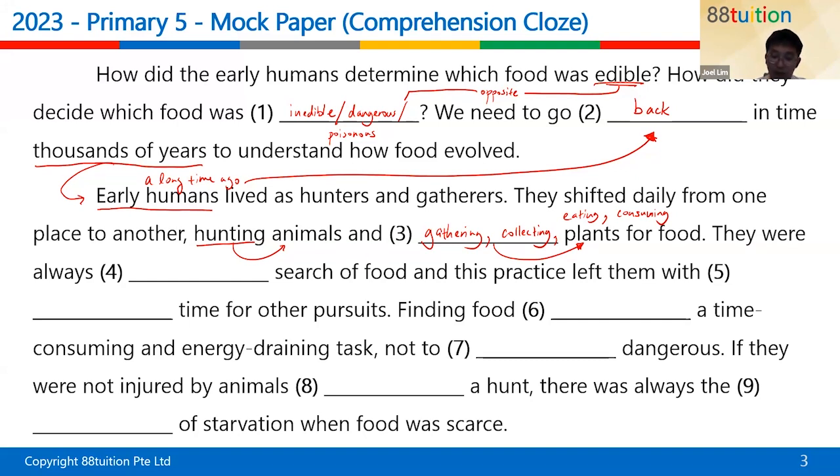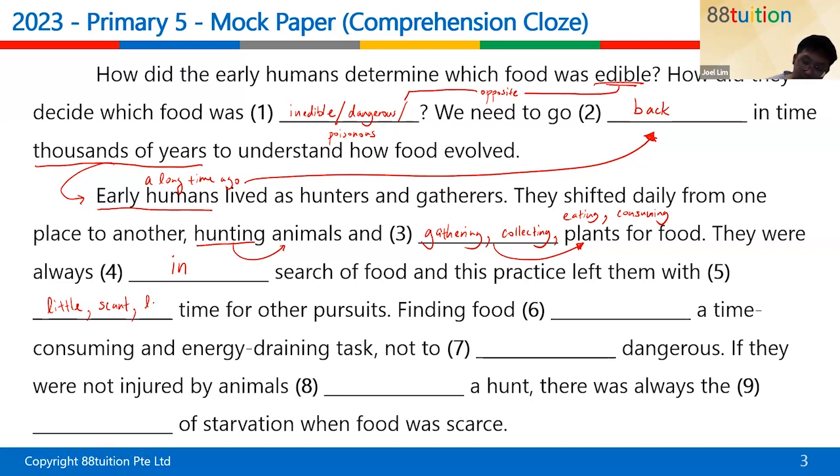They were always what search of food, and this practice left them with what time? So they were always, there's only one answer over here, unfortunately, right? We always say they were always in search of food, right? They were in search of food. Okay, and this practice left them with little time, or we can use the word scant time. Scant means little.